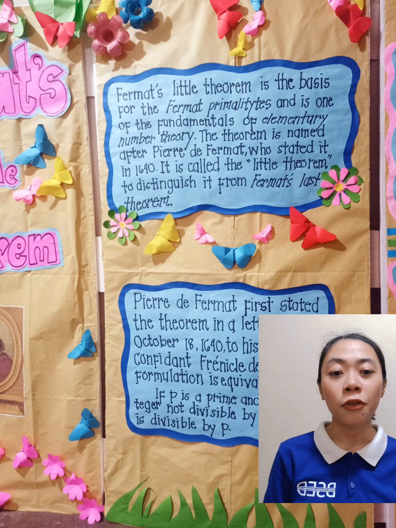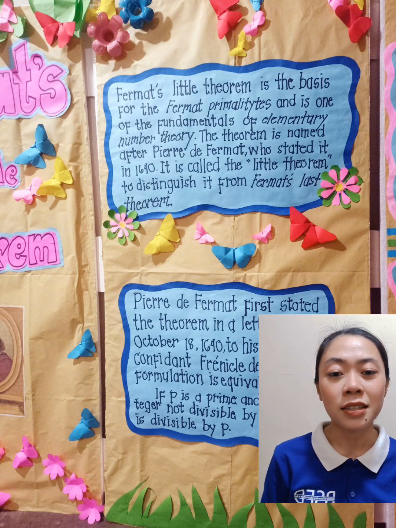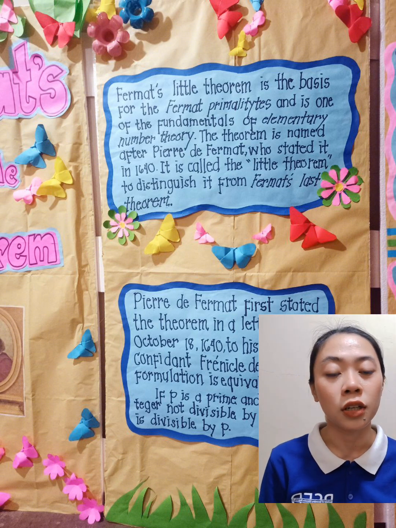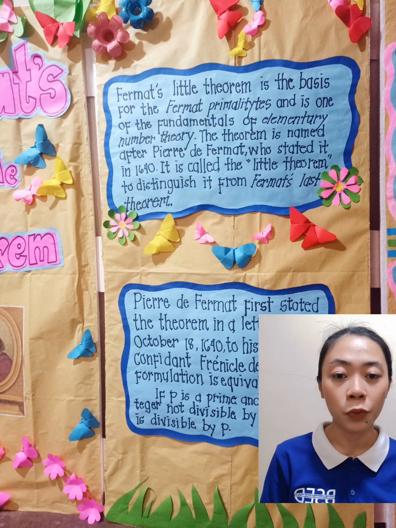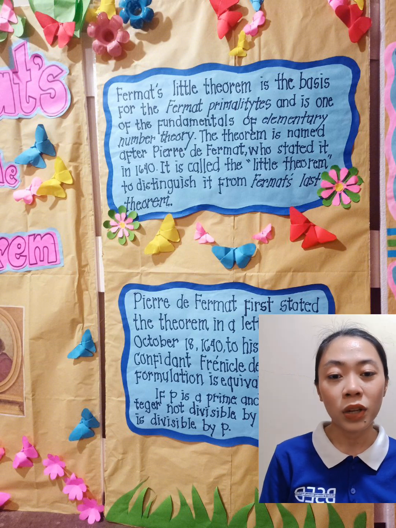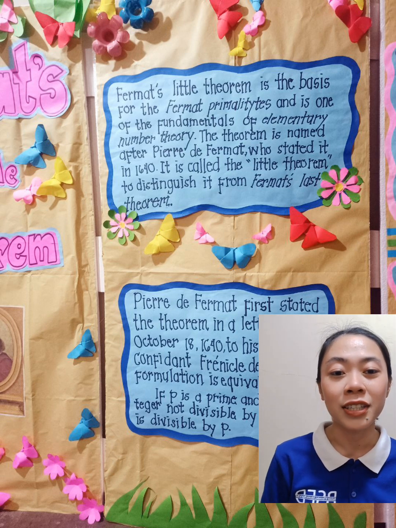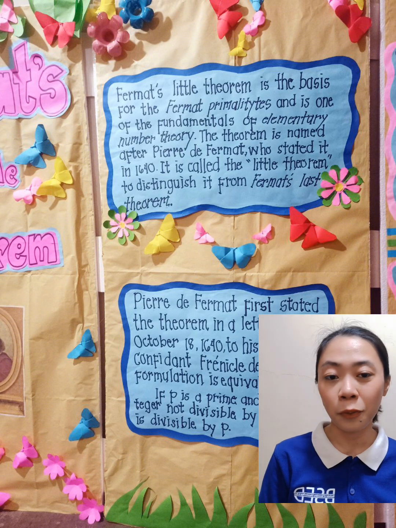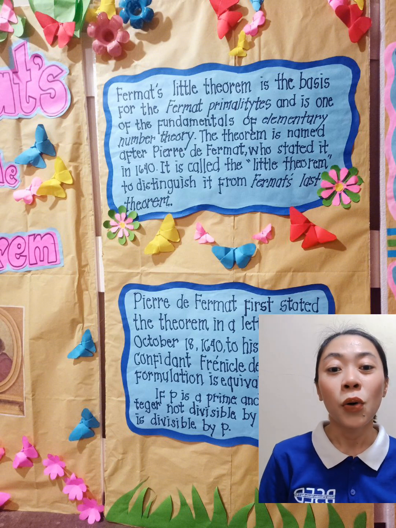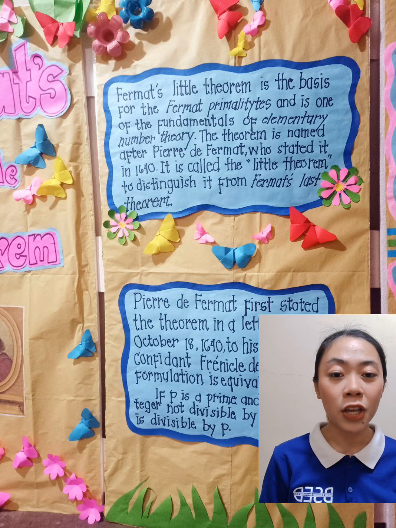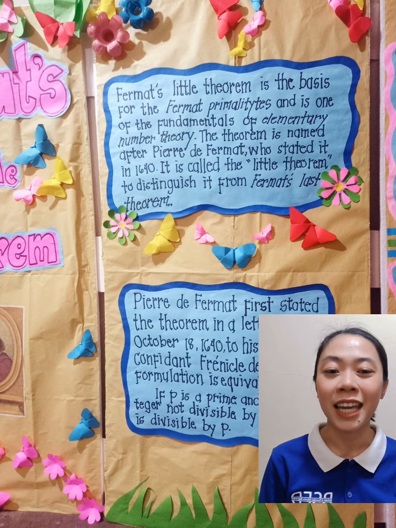What's truly remarkable about this theorem is its relevance to modern applications. For example, it plays a crucial role in cryptography, particularly in the security algorithms that protect our digital communications. Without results like Fermat's little theorem, many of the encryption systems we rely on today wouldn't exist. So with this brief introduction, I'll now hand it over to my group members, who will delve deeper into the theorem's proof, examples, and applications.